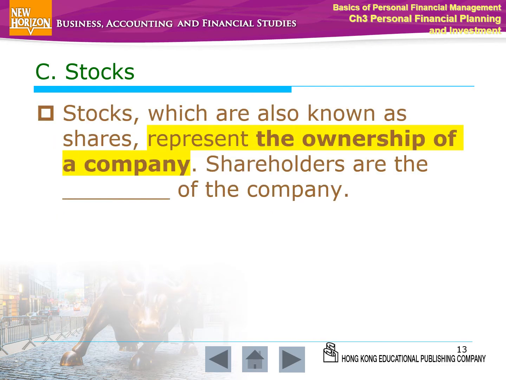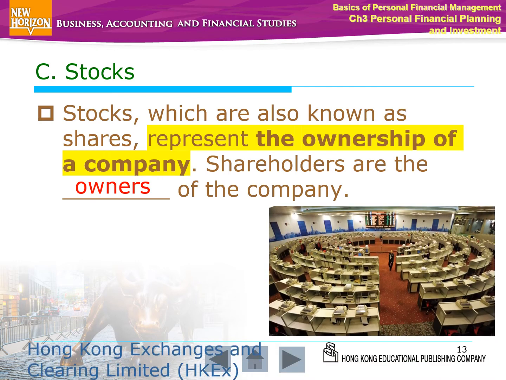Next, about stocks. Stocks, you have learned in the types of business ownership. Stocks have the meaning of shares, which represent the ownership of a company. That means you are the boss of the company. Shareholders are actually the boss, or you say owners, of the company.